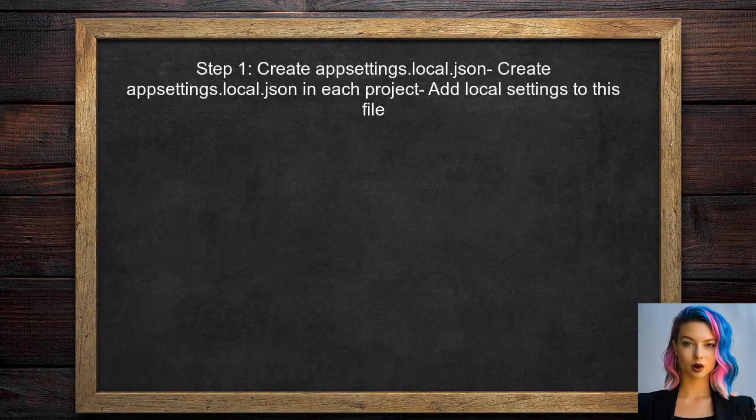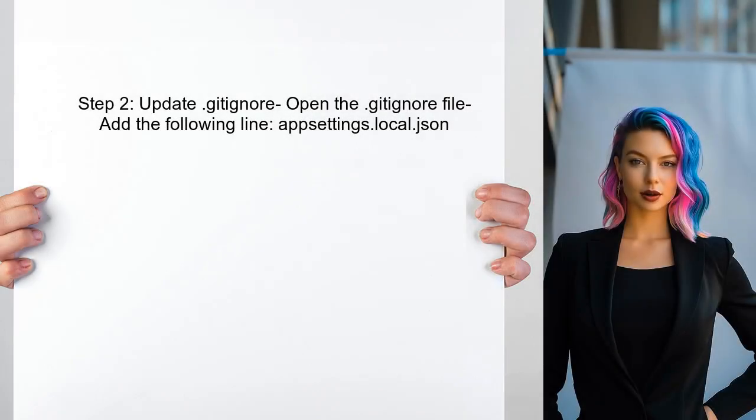To address the user's issue, the first step is to create the appsettings.local.json file in each project that requires it. This file will contain the local settings that should override the shared appsettings.json. Next, the user should ensure that appsettings.local.json is included in the project but marked as excluded from version control. This can be done by adding it to the .gitignore file.